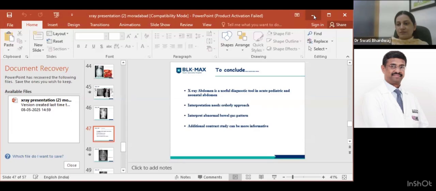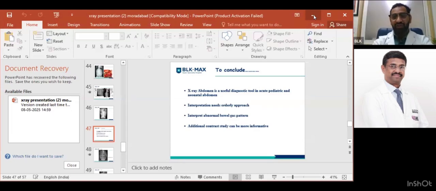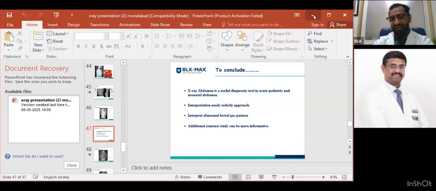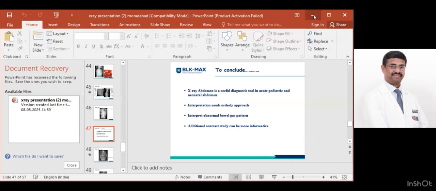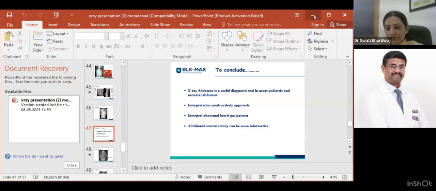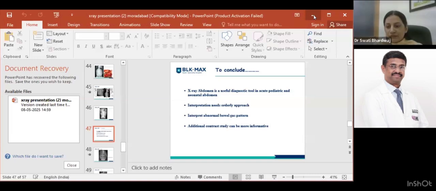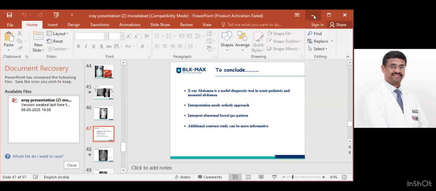Sometimes instead of going for a contrast study, we can order an ultrasound also, because ultrasound will show the reversal of the relationship between the SMA and SMV, which will confirm your diagnosis of malrotation. Ultrasound should be freely used because it does not have any limitation. It is easily available, it can be done portable, and it's easy to do. I think ultrasound should also be freely used.